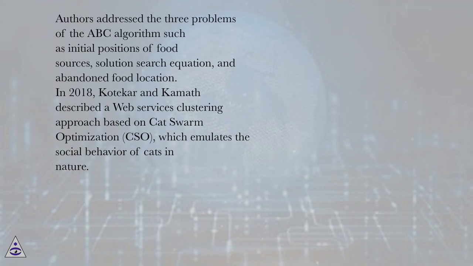Authors address the 3 problems of the ABC algorithm, such as initial positions of food sources, solution search equation, and abandoned food location. In 2018, Kotkar and Kamat described a web services clustering approach based on cat swarm optimization, CSO, which emulates the social behavior of cats in nature.